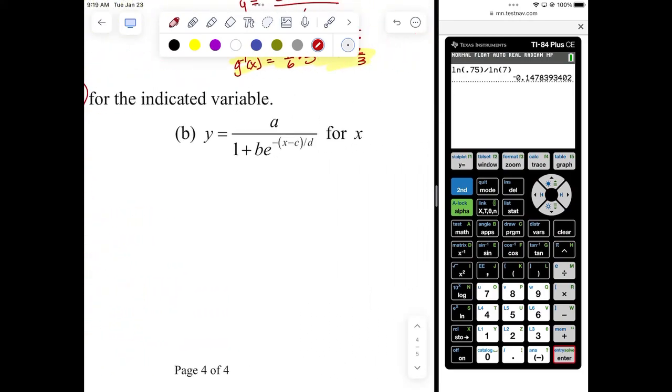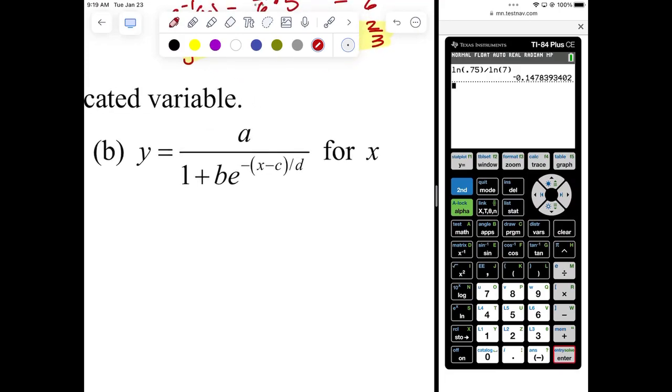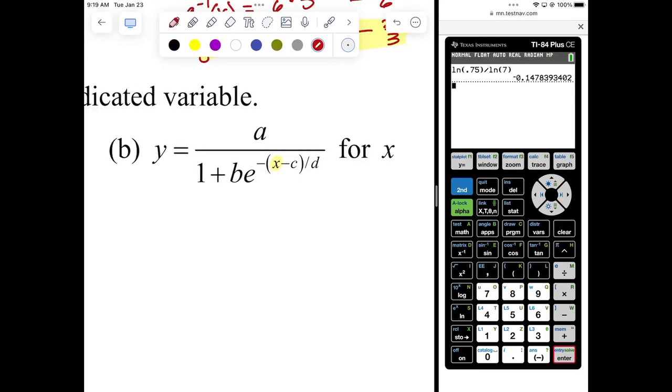All right, now we've already done one like this. We want to solve this one for x. So we have a, b. Remember, e is not a variable. E is 2.718. And then we got x, c, and d. So 1, 2, 3, we have 5 unknowns here again. And we're trying to solve for x. Peel back those layers. What would we do first if x is in the denominator? Multiply both sides by the denominator. So I'm going to get y times the quantity, 1 plus b e to the negative (x minus c) divided by d power, equals a.